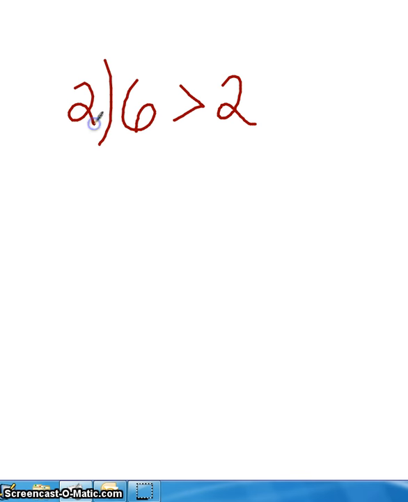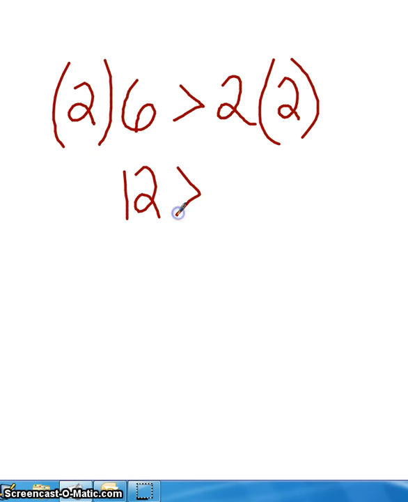So if I have 6 is greater than 2, we agree that that's a true statement, right? So that means that no matter what I do to this, it has to stay a true statement. So let's try this. Let's multiply both sides by 2. So I get a product of 12 is greater than 4. Is that still a true statement? Yes.